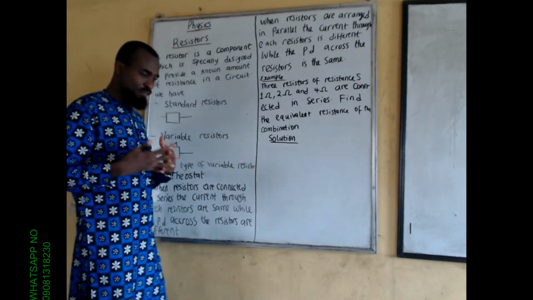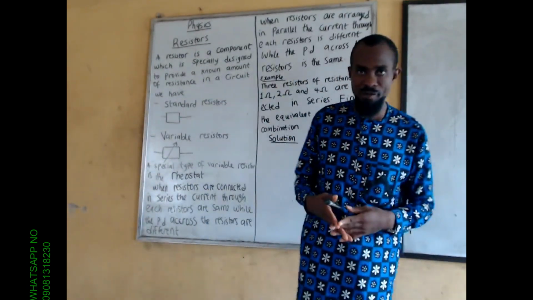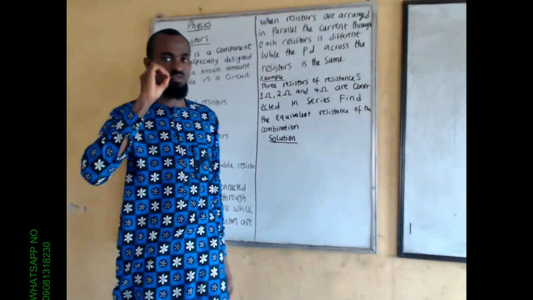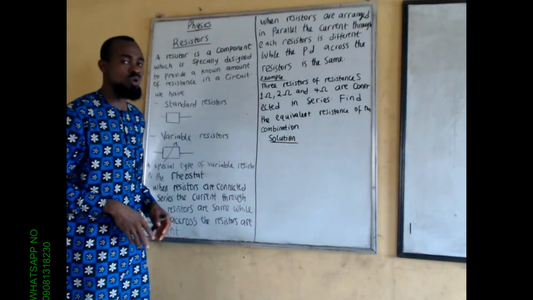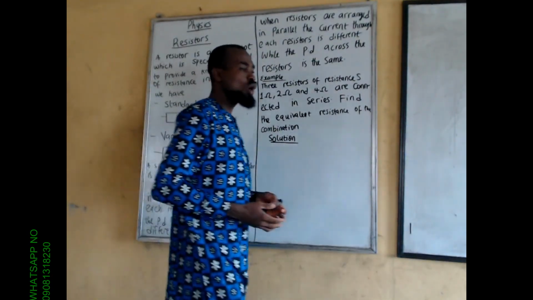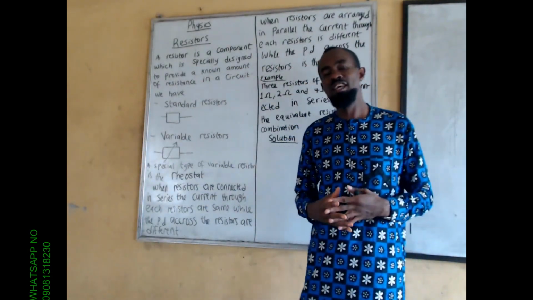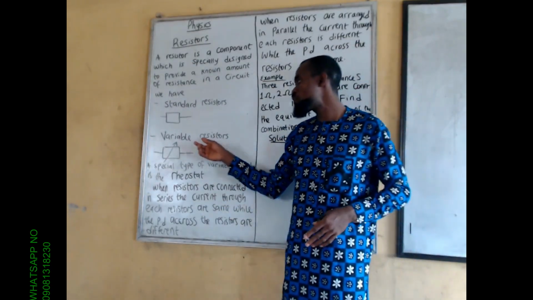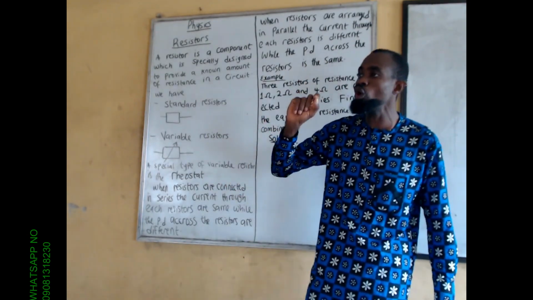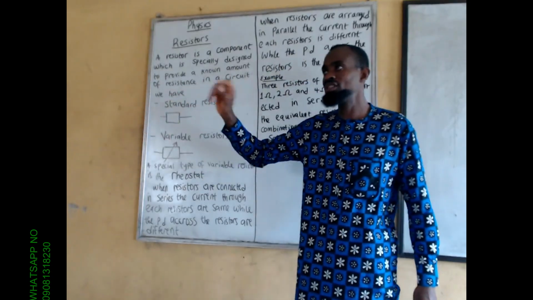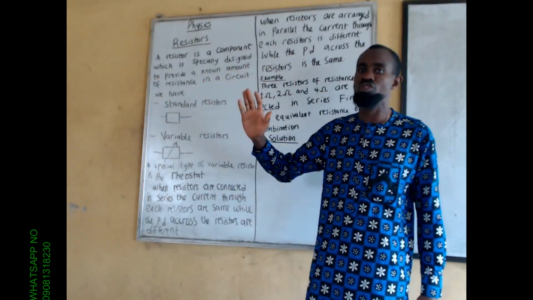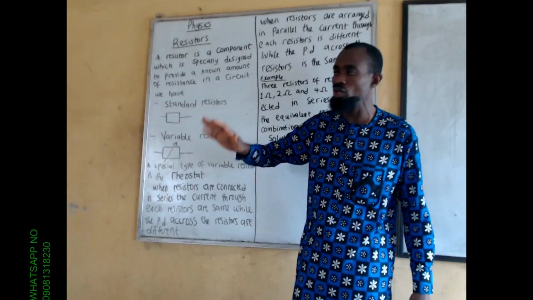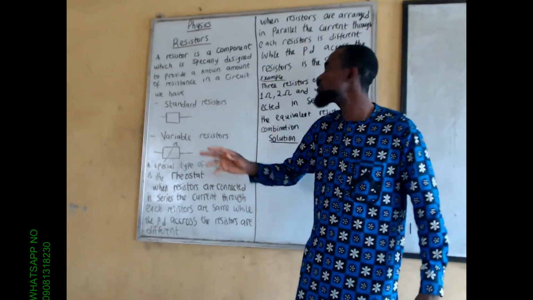Now, there are different types of resistors. We can classify resistors in two. A resistor that can give you a fixed amount of resistance is what we call a standard resistor, while a resistor that can give you varying values of resistance is what we call a variable resistor. So if a resistor gives you only 2 ohms, that type of resistor is what we call a standard resistor. Nothing less, nothing more. 2 ohms. Or, for example, 10 ohms. Nothing less, nothing more. That is a standard resistor.